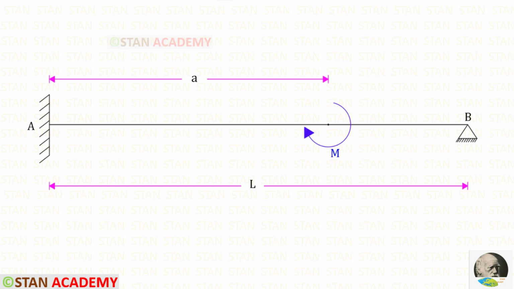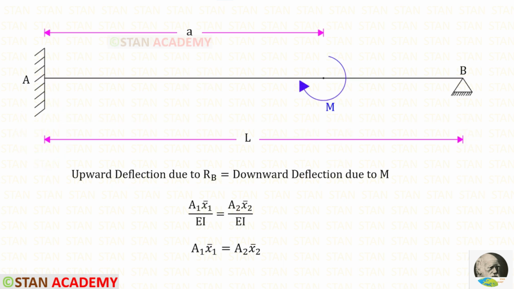Hello everyone. Today we are going to analyze this propped cantilever beam. In this beam there is a clockwise concentrated moment M which is acting at a distance of a from the fixed end. We know that at the point P the upward deflection due to RB should be equal to the downward deflection due to the moment M.